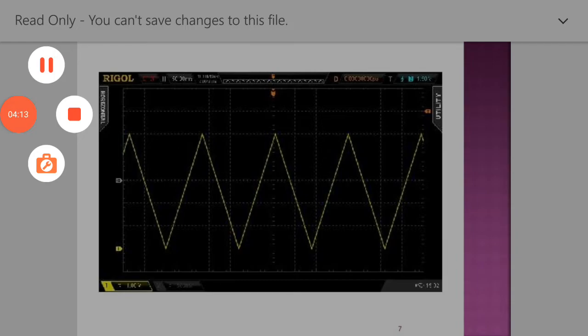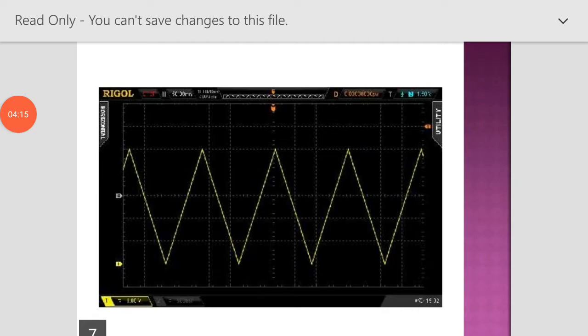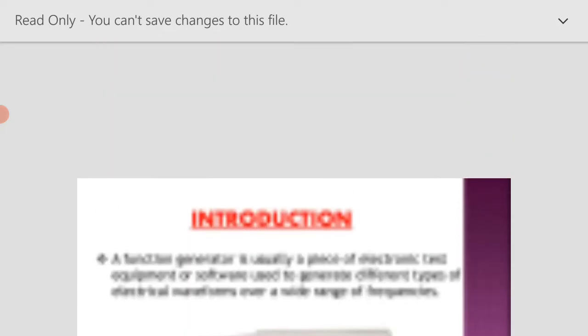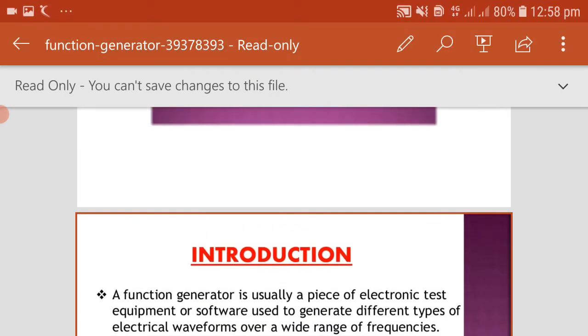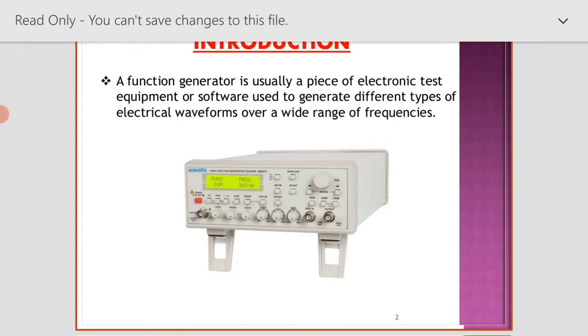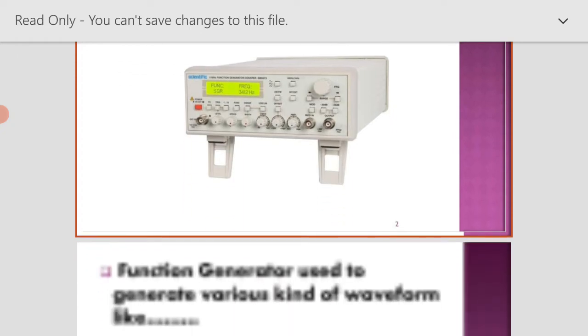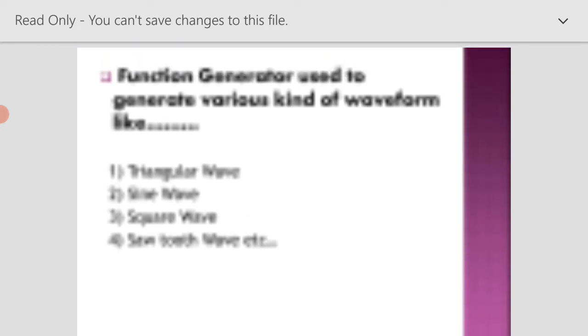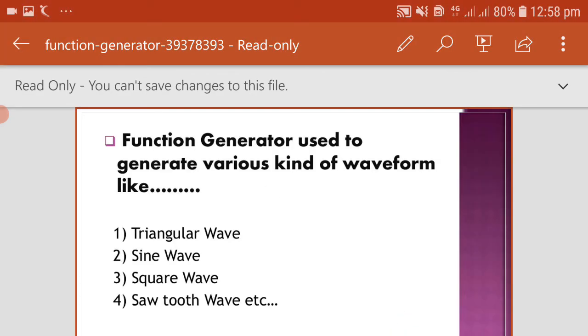In today's video lecture, we see how function generator obtains a triangular wave. Firstly we see the introduction of function generator. Here in this slide, this is the picture of function generator, which is used for measuring a wide range of frequencies. A function generator generates triangular, sine, square, sawtooth wave.